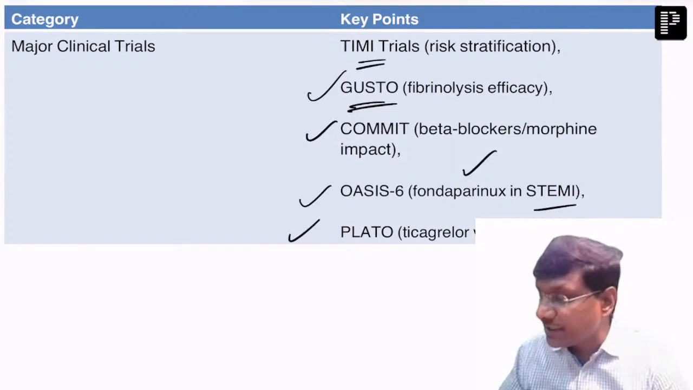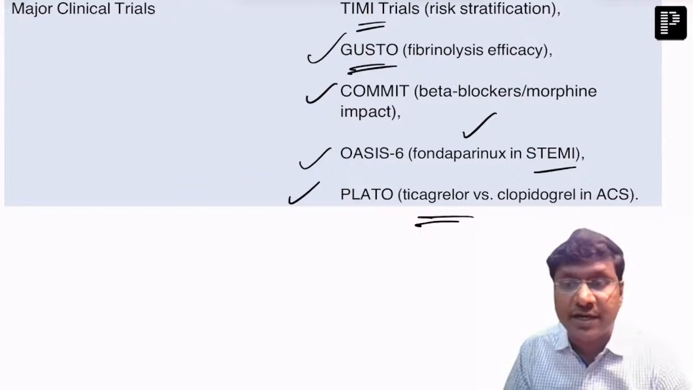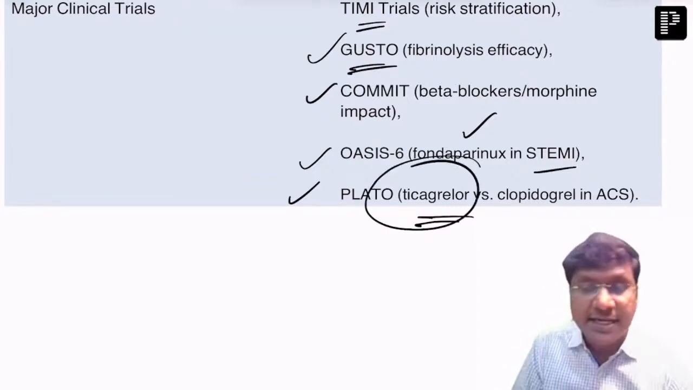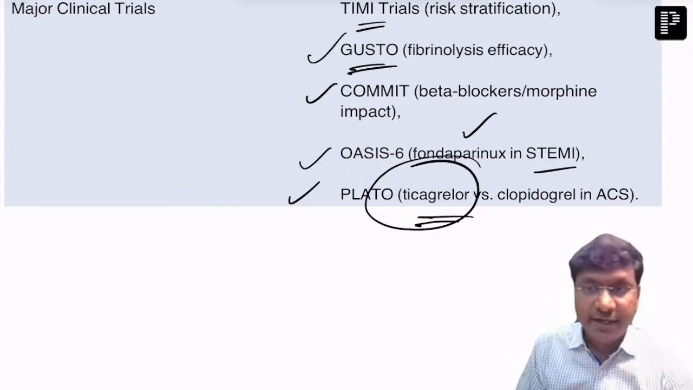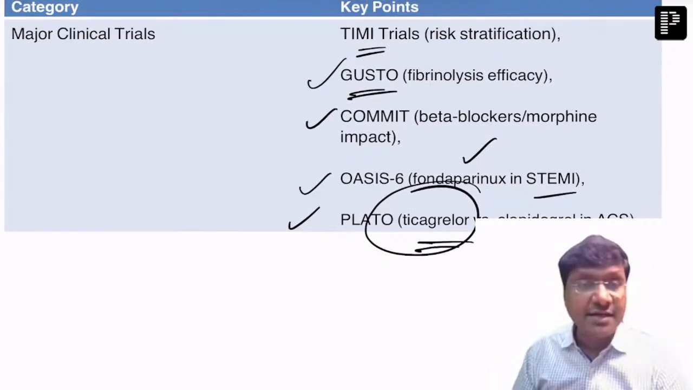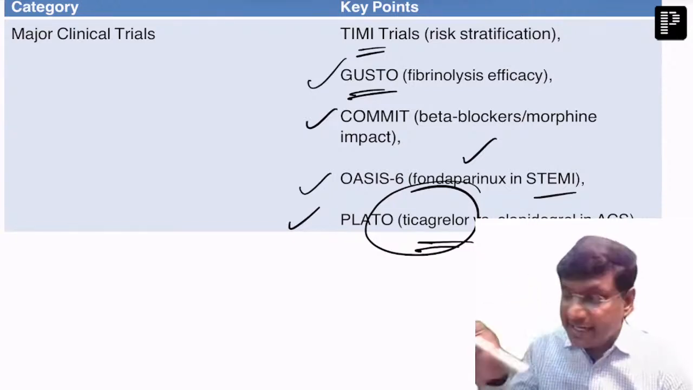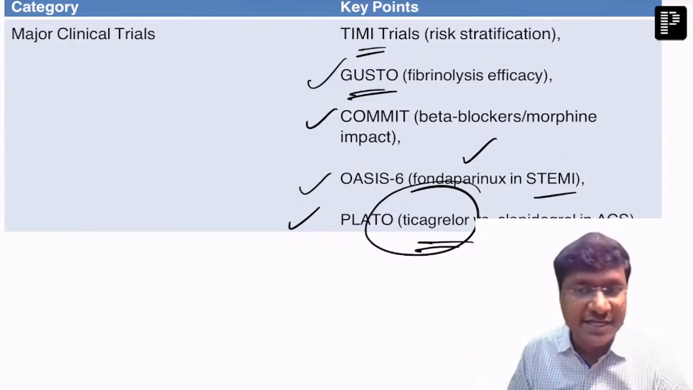Next is PLATO trial, where there was a comparison of ticagrelor versus the clopidogrel in the acute coronary syndrome, which said that ticagrelor has the higher efficacy than compared to that of the clopidogrel, right? So these are the major clinical trials. I've told you about the trials in NSTEMI, and these are the trials for STEMI. So this is about the detailed discussion of your NSTEMI as well as STEMI.